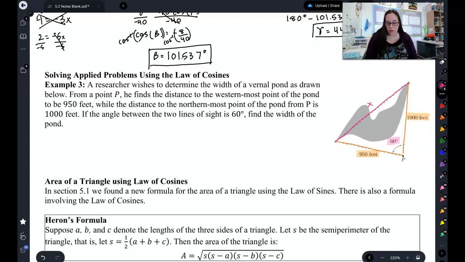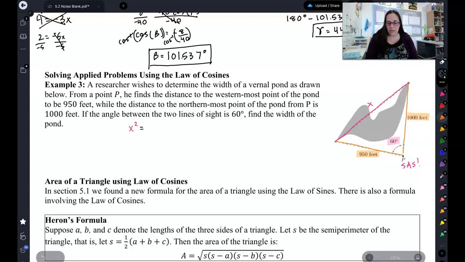First thing I would want you to notice is that this is a side angle side problem. We have 2 sides and the angle between them, which does mean it's a law of cosines problem. We do not have a complete pair. Now let's look at what I'm solving for. I'm solving for x. That is a side length, so it is squared.